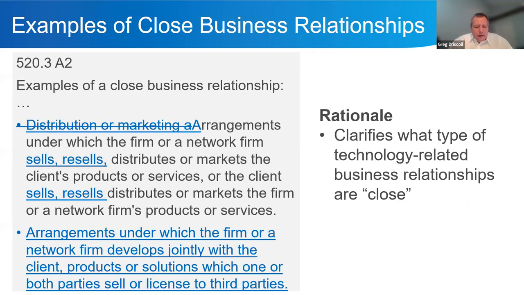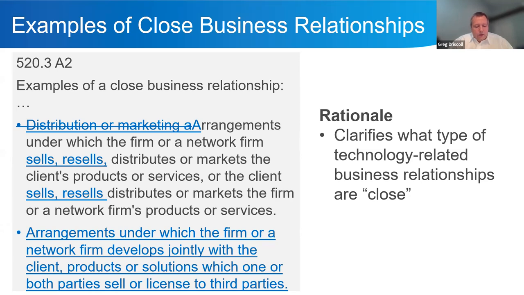Moving on to the next slide, the technology exposure draft also proposes revisions to the examples of close business relationships in section 520, essentially clarifying what types of technology-related business relationships would be considered close business relationships. You can see two edits here. The first is some editorial revisions to a legacy item around arrangements under which the firm or network firm sells, resells, distributes, or markets the client's products or services, or the client sells, resells, distributes, or markets the firm or network firm's products or services. But there is also a completely new business relationship around development of a technology solution.